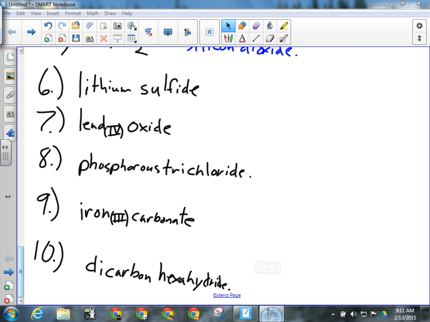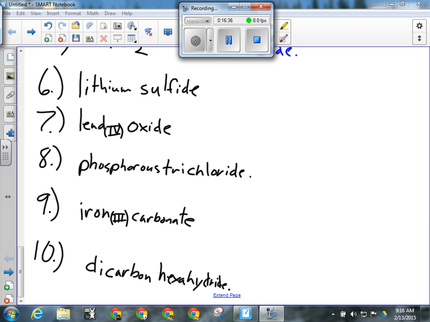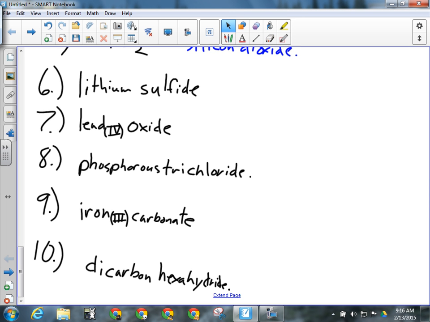Okay, I'll give you a couple minutes on those. Okay, let's have a look at these ones here, guys. So for number 1, I've got lithium sulfide, which is an ionic compound because lithium is a metal. So I start out by writing out the metal and its charge, +1, and the non-metal and its charge, -2, and then I drop and swap. So it's Li2S.